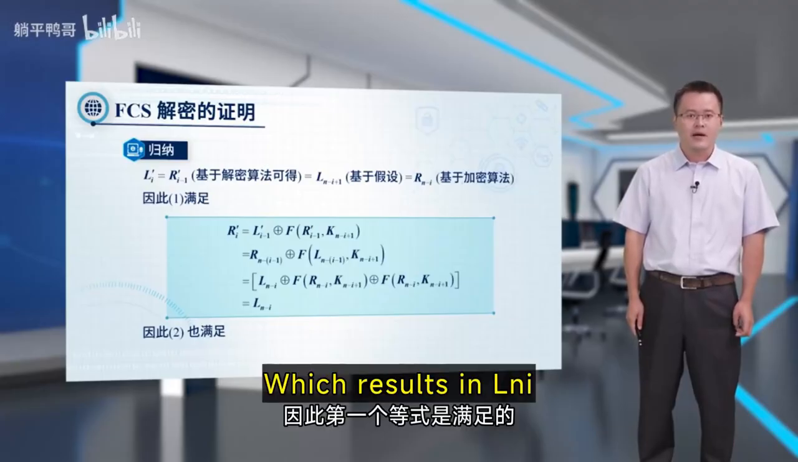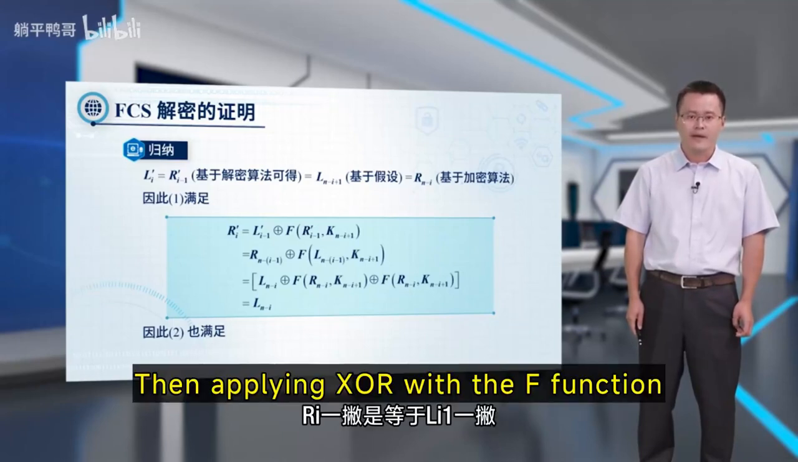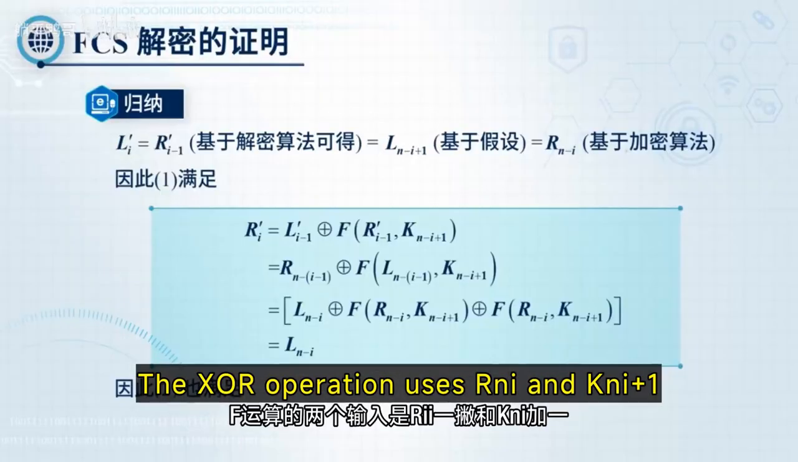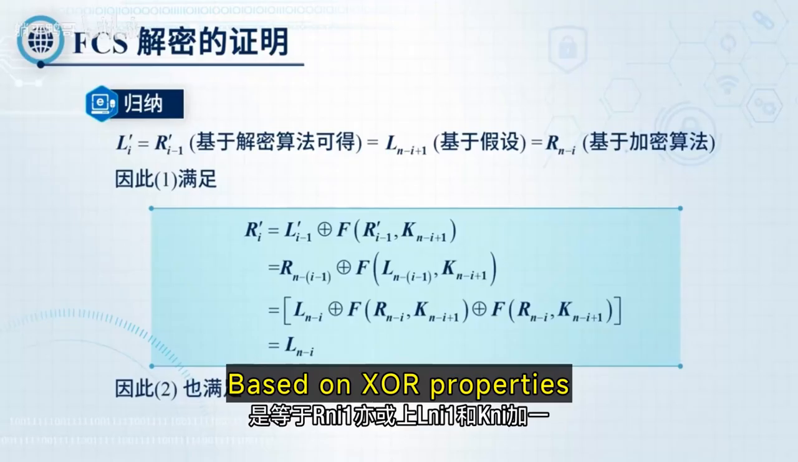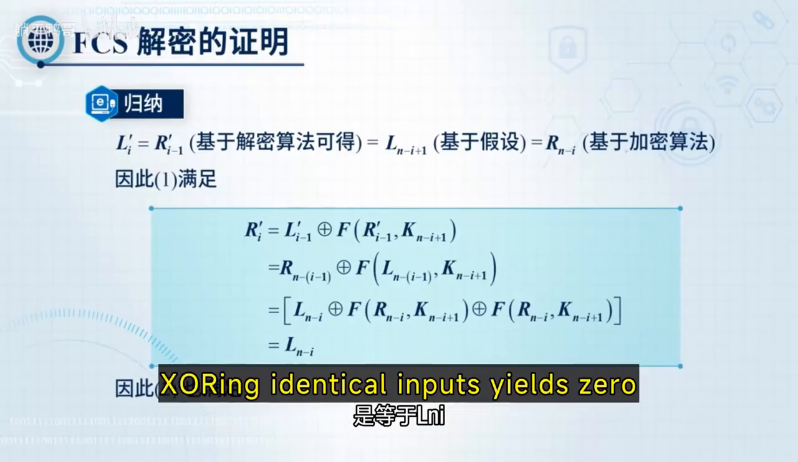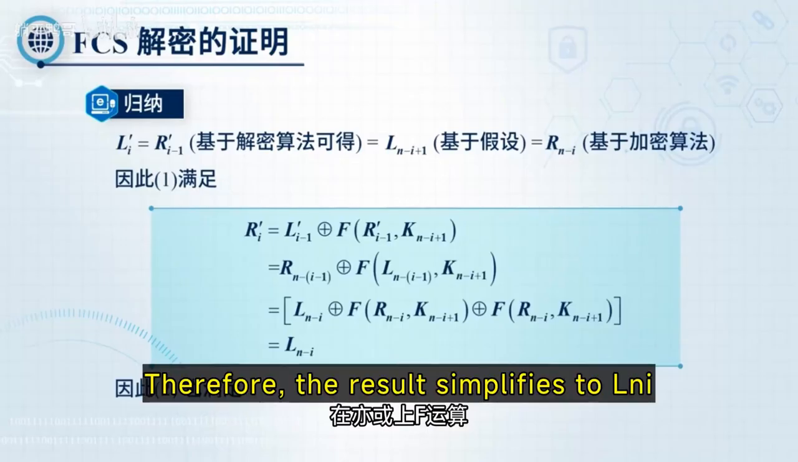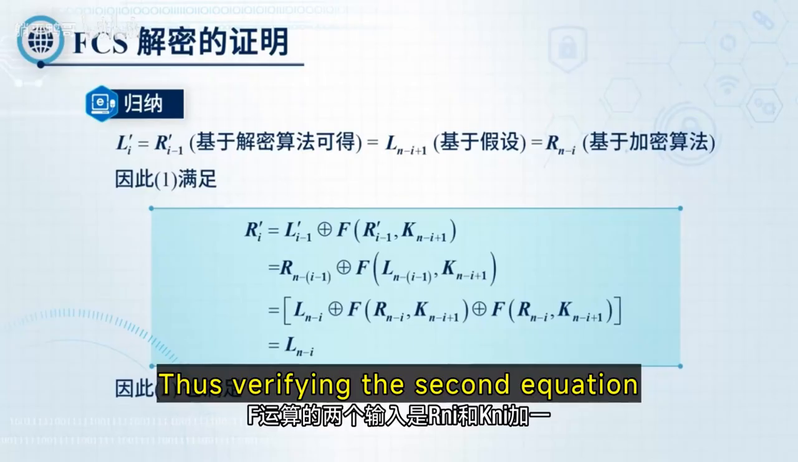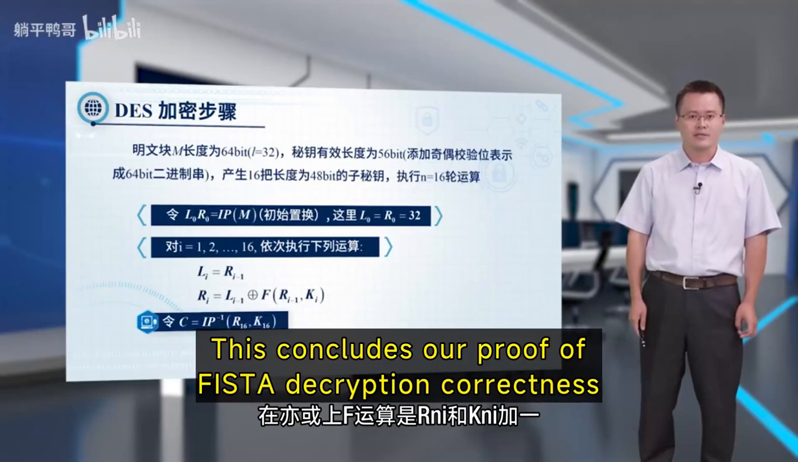Which results in L_i. Then applying XOR with the F function, where F function takes L_i and K_{i+1} as inputs. The XOR operation uses L_i and K_{i+1}. Based on XOR properties, XORing identical inputs yields 0. Therefore, the result simplifies to L_i, thus verifying the second equation. This concludes our proof of Feistel decryption correctness.